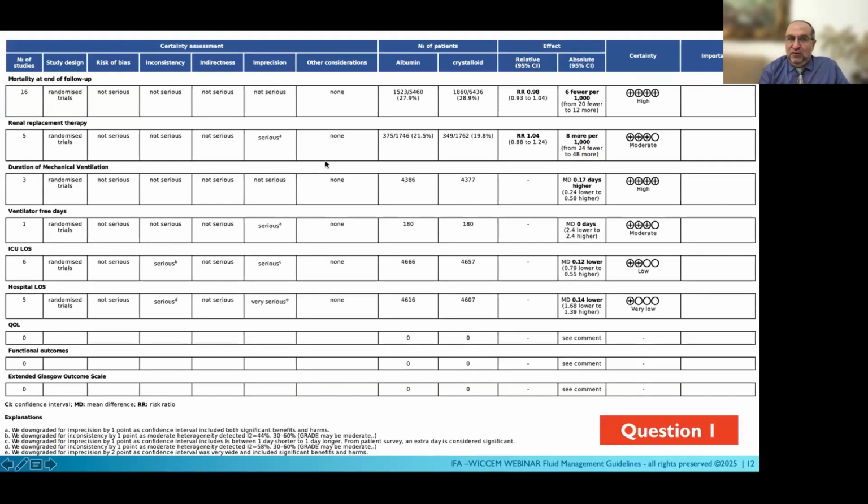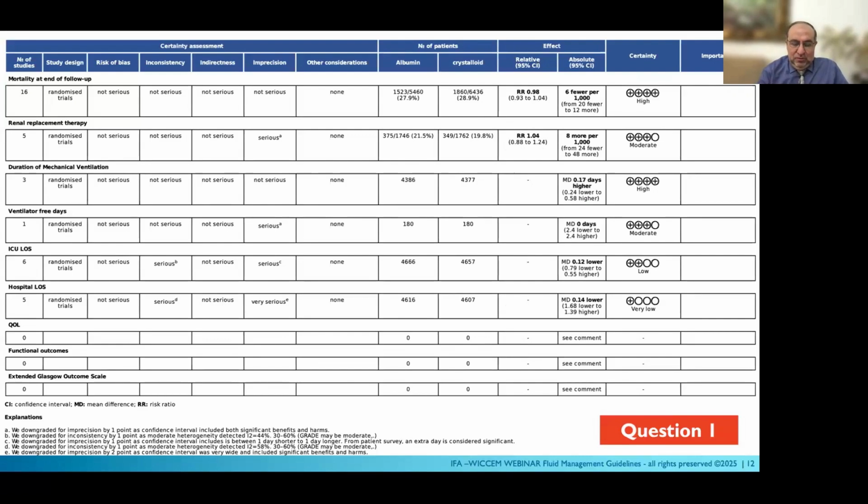This is the evidence profile, which shows the effects on different outcomes. The mortality, here's the renal replacement therapy, relative risk 1.04. And for other outcomes, duration of mechanical ventilation, ventilation-free days, etc. In general, the evidence profile shows that it does not favor albumin or crystalloid based on these randomized controlled trials.